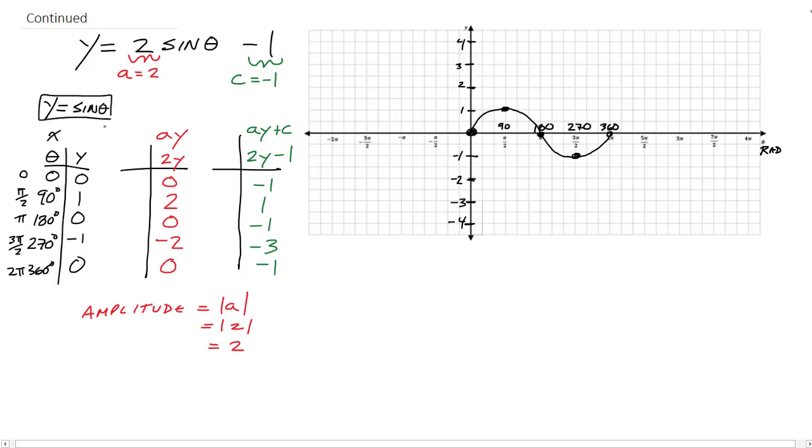That's the first one. That's the first table. Second table, what did we do? We multiplied everything by 2. So if we want to draw this in, what's going to happen? Everything's going to be 2 times as high.